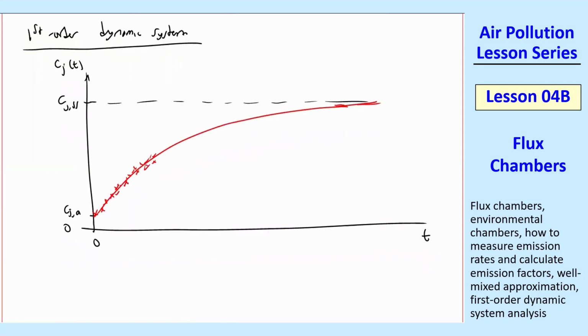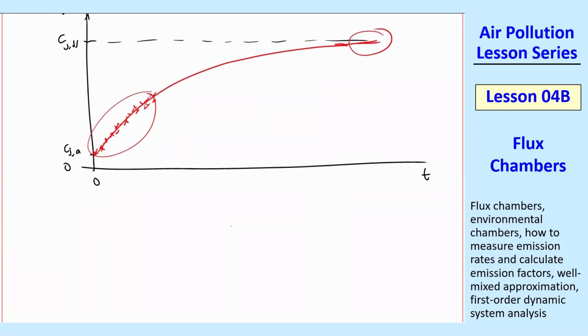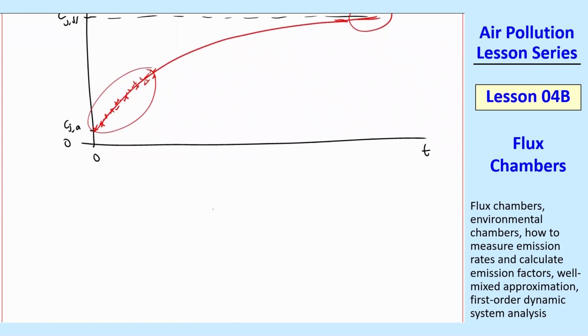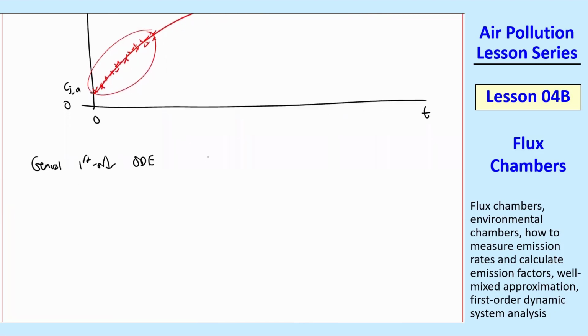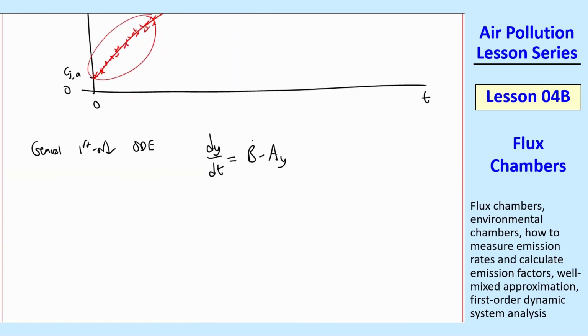Even if you don't have enough time to reach steady state, you should be able to figure out the steady state value just from these data points, plugging them into a curve fit. We'll have some practice with that later on, perhaps in a homework. But I wanted to give you some other equations. So let's go back to the general first order ODE, which behaves like this: dy/dt equals b minus ay. And if b and a are constants, then we can solve this analytically.